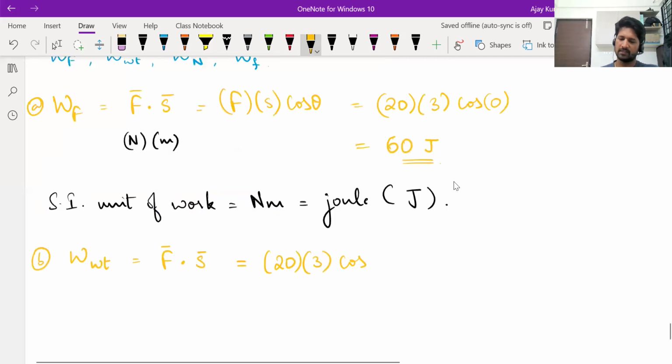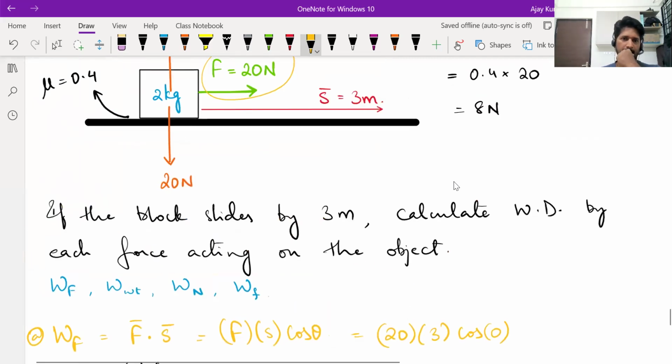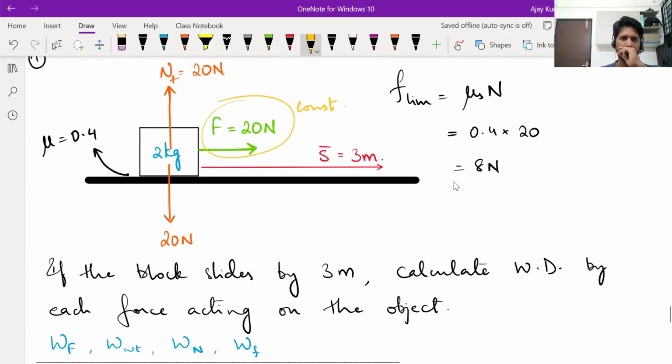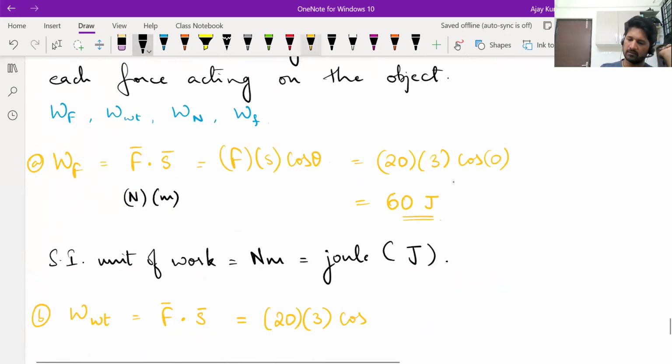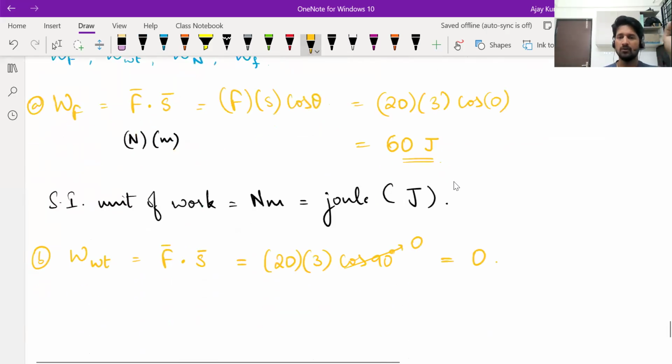Pawan, tell me what is the angle between weight and displacement? 90 degrees. Correct. Weight acts vertically and the displacement of this object is horizontal. Cos 90 degrees is 0. Therefore, the work done by weight is 0 during this displacement. I am not saying weight will never do work, but on this object during this displacement, weight is not doing any work.